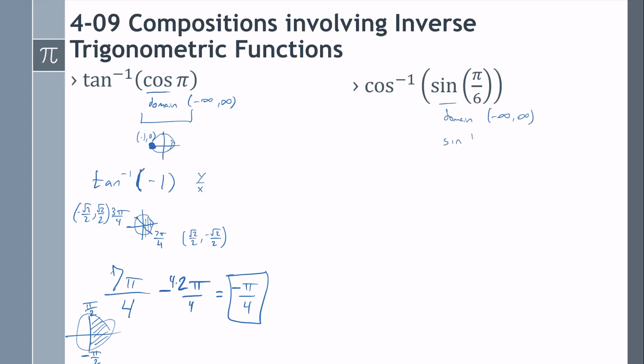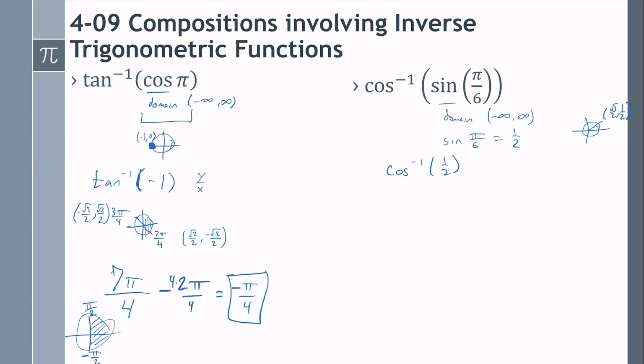So sine of pi over 6 is, well, that's there. Sine is the y. That coordinate is square root of 3 over 2, comma, a half. So the y value is a half. So now we have inverse cosine of a half. And so inverse cosine of a half, that's the x.